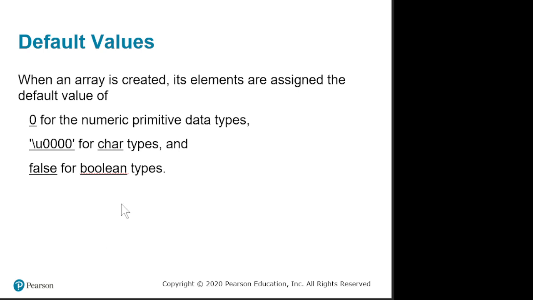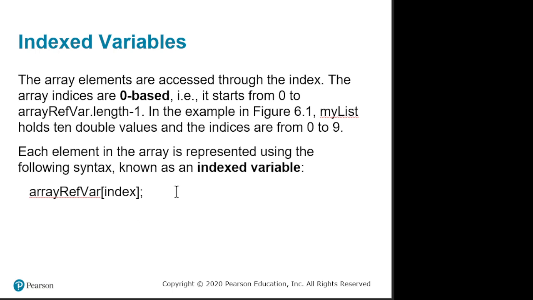When an array is created, its elements are assigned default values. So you get 0 for all the numerics, you get the null character for all the char types, and you get false for the booleans. So they automatically pre-fill the entire list. And so you can access any one of the elements in an array. The lowest number is 0, and the highest number, you can think of it like an address or a postal address. So the first element is at address 0, and the last element is the length minus 1 because it starts counting at 0. And we call this the index variable.